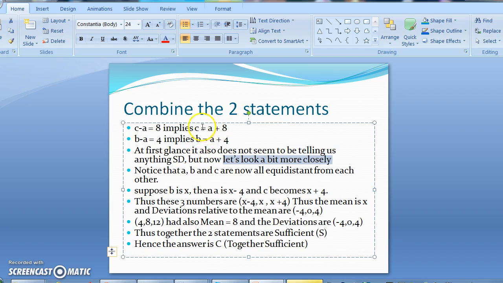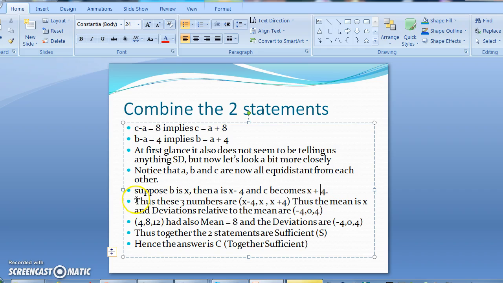Hence, doesn't it look like A, B and C are equidistant from each other? To see it more clearly, suppose that B is x. Then A would be x minus 4 from that equation over here, since it is 4 less than B. C is going to be 4 more than x, because if you combine this, you realize that C is 4 more than B. Hence, we'll get C as x plus 4.